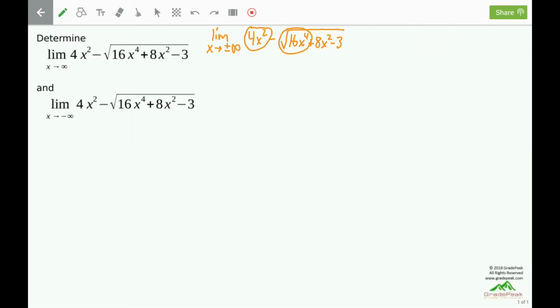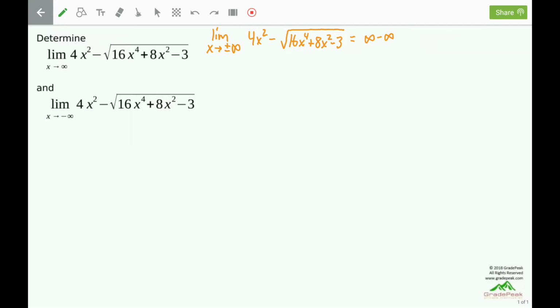Positive or negative infinity squared is positive infinity, times the 4 will be positive infinity, minus positive or negative infinity to the fourth power will be positive infinity, times the 16 will be positive infinity, and the square root of positive infinity is positive infinity. The result is a positive infinity minus a positive infinity. We have the infinity minus infinity indeterminate form here. We will need to rework this.